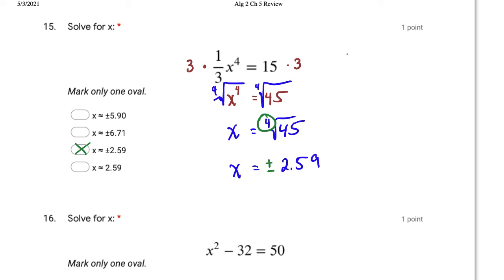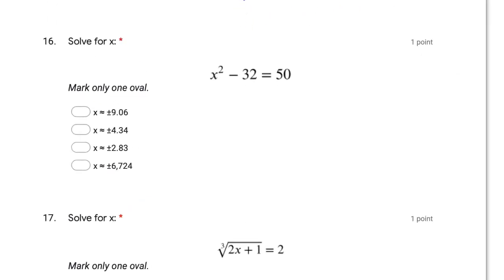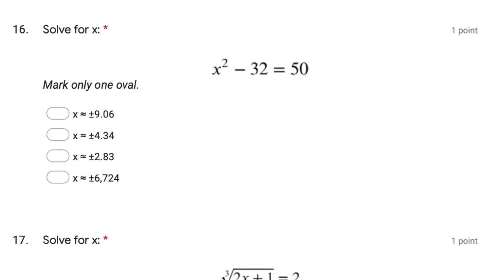Keep this in mind. If you ever take a square root, 4th root, 6th root, 8th root, these are always going to be plus or minus answers. Okay, it's the even ones that always give you plus or minus. Odd ones, you don't have to worry about it. It's just going to either be a positive or a negative, but not a possibility of both.